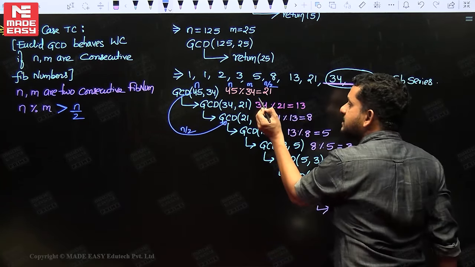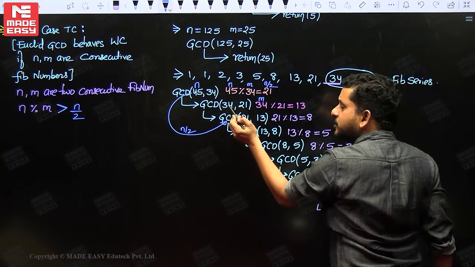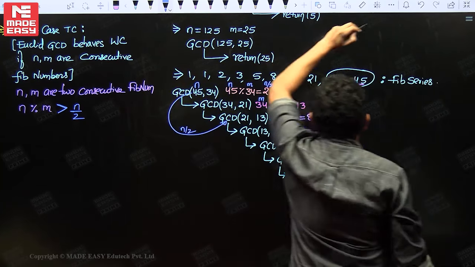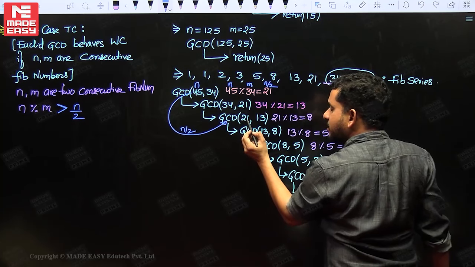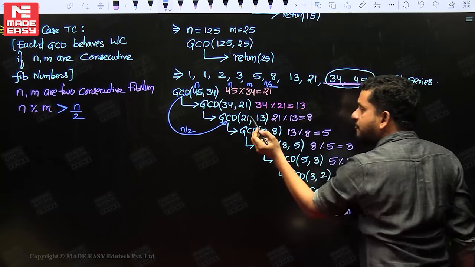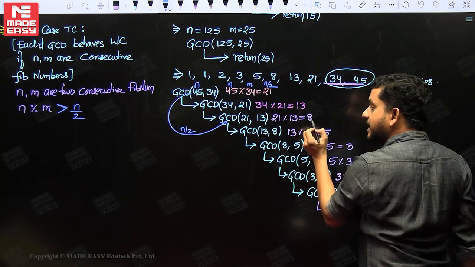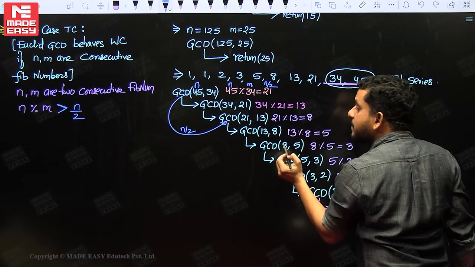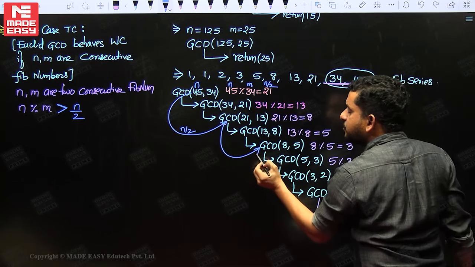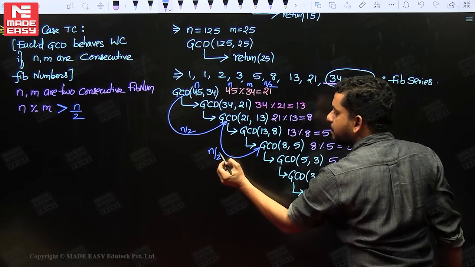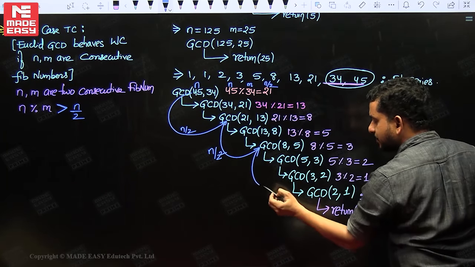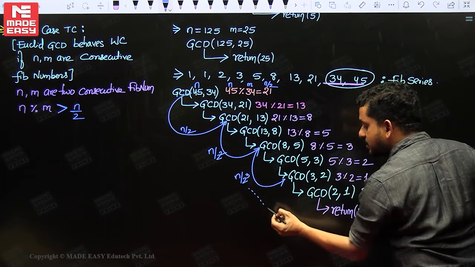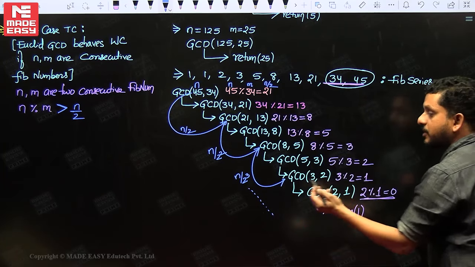So assume this is m. According to the input, 34 is m. m modulus 24 becomes close to m/2. Then this 21, n, becomes close to half. 21 modulus 13 is 8, so n becomes n/2 squared. This 8 becomes the first parameter after 2 more calls. After 2 calls, n becomes n/2 squared, then n/2 cubed. After every subsequent call, n becomes n/2 power k.